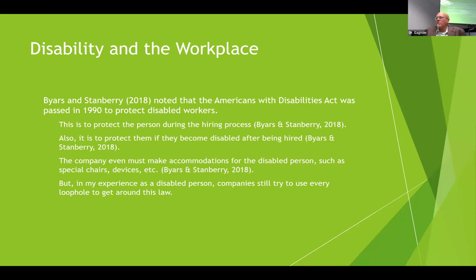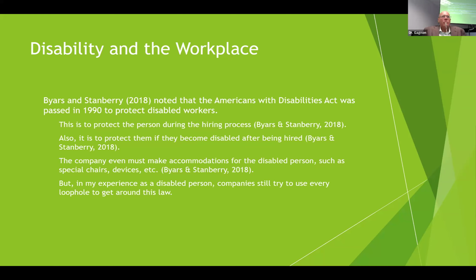Disability in the workplace. Byers and Stanberry noted that the Americans with Disabilities Act was passed in 1990 to protect disabled workers. This is to protect the person during the hiring process. Also, it is to protect them if they become disabled after being hired. The company even must make certain accommodations for that disabled person, such as special chairs, devices, etc.